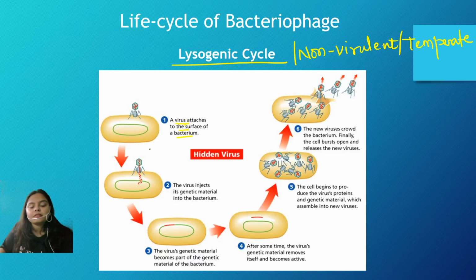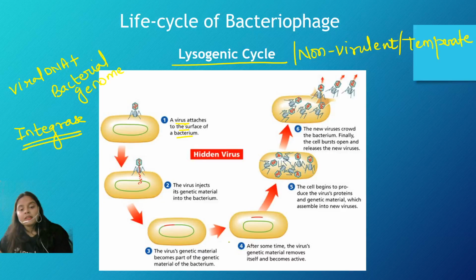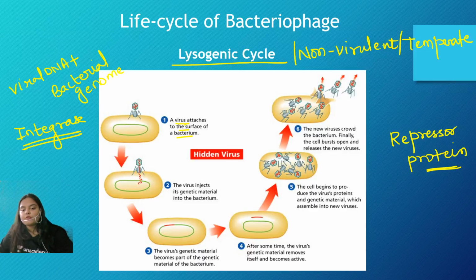But now what happens? With the help of an enzyme known as integrase, the viral DNA is integrated into the bacterial genome. The viral DNA is integrated, that means attached to the bacterial genome. Now this viral DNA produces a repressor protein. Because of the activity of the repressor protein, the new viruses are not formed. See, the virus genetic material becomes part of the genetic material of the bacterium.